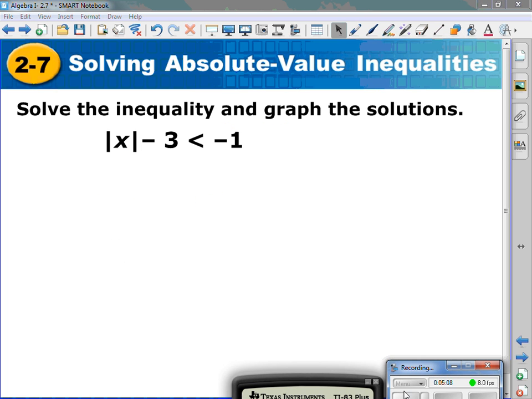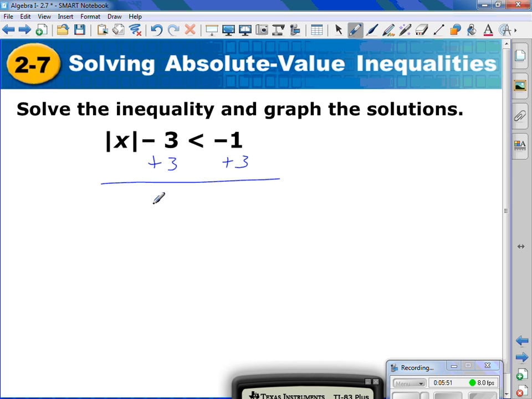Here's this one. I wanted to go back to this one because it's a little bit different. What's different from this one compared to the last one? Okay, the -3 is not in the absolute value. Before I start throwing things around, before I get rid of the absolute value, I have to move the -3. So I need to add 3, add 3.